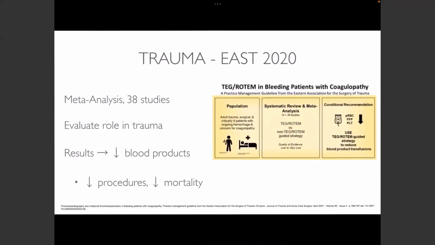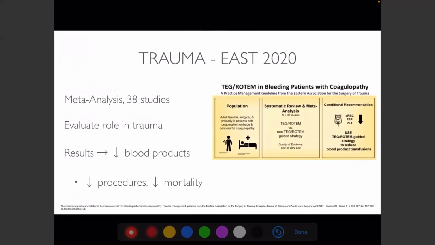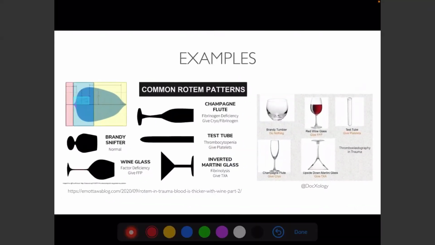But the EAST guidelines, which if you do trauma, when you do your rotations, the EAST and the WEST have guidelines, and they're kind of considered a really good body to go for your data. They did a meta-analysis of 38 studies in 2020 to evaluate the role in trauma, and they did find a statistically significant decrease in blood products, procedures, and mortality when you're doing Rotem-guided resuscitation versus not Rotem-guided resuscitation. Okay, so that's a lot of the data. Let's get into some examples. I want people to try to interact and say what's clear and what's not clear.